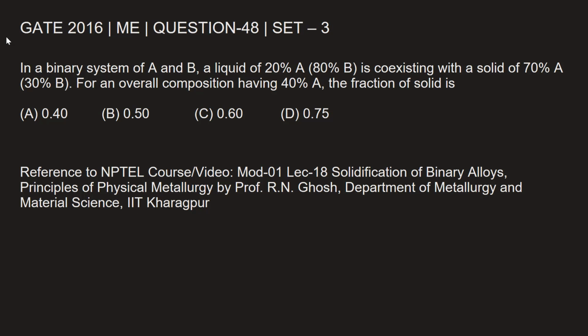This question is from GATE 2016, Mechanical Engineering Paper Set 3, question number 48. In a binary system of A and B, a liquid of 20% A, that means 80% B, is coexisting with a solid of 70% A, which means 30% B, for an overall composition having 40% A. The fraction of solid is dash. Let's find out.